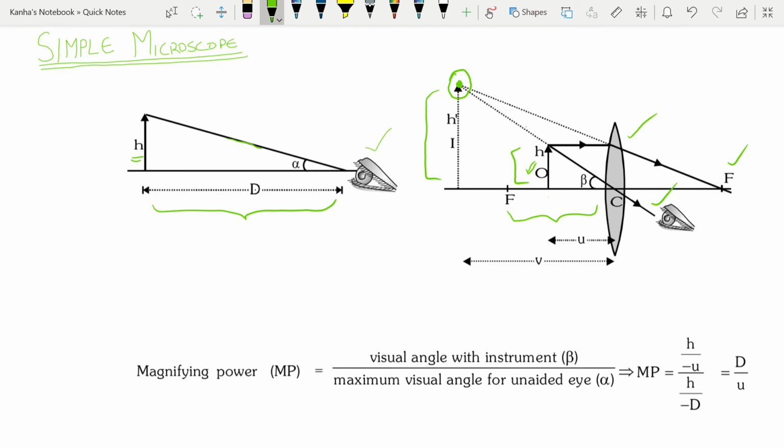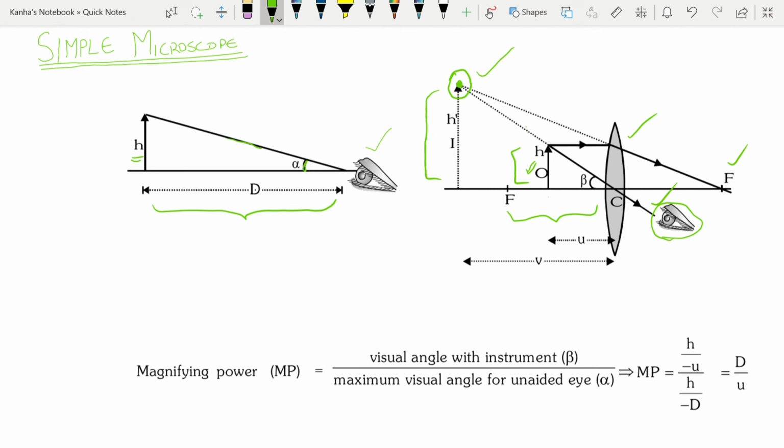You were first trying to see the object without any lens, okay, and after the lens, you are basically trying to see the image which the lens produces. So the lens produces an image somewhere around here, and your eye is trying to see that image.